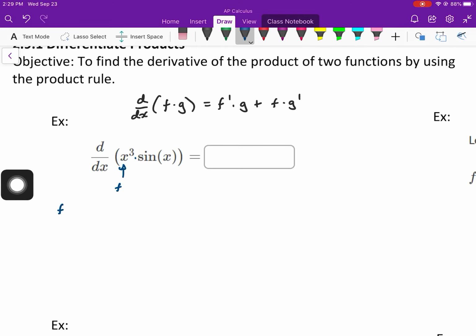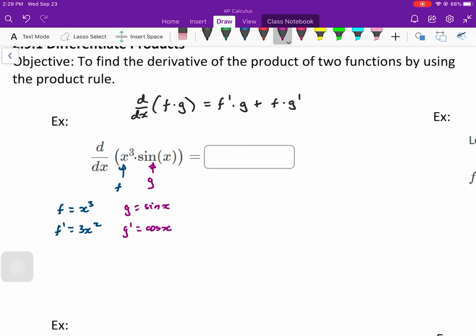That's the first thing you should do, is realize that we're multiplying functions together. So the answer is not 3x squared cosine. That's what our brains are going to think, 3x squared cosine at first thought, but that's not the answer. We have to go through the product rule. So f is x cubed, so that means f prime is 3x squared. And then g is sine, so g prime will be cosine of x.